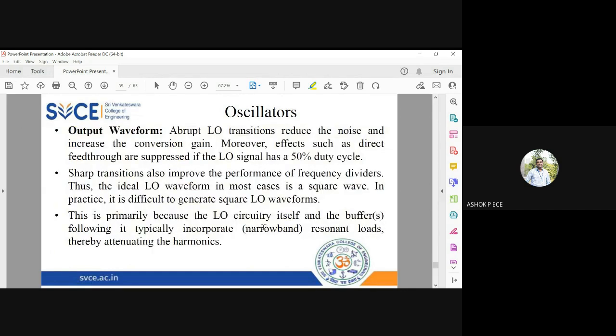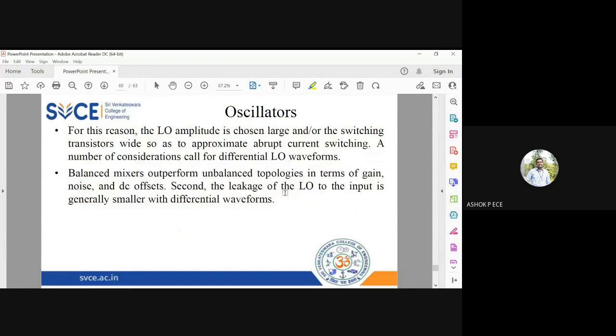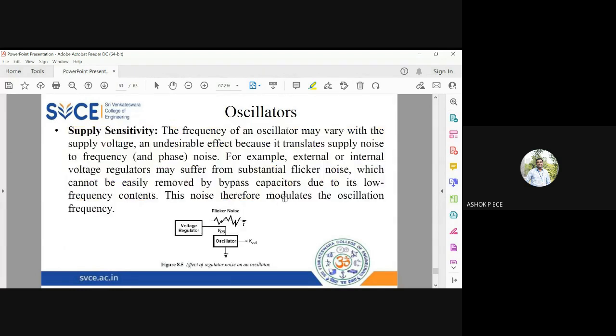And output waveform: whether it is consistently producing the same output waveform or there is a change in the shape of the waveform. So there should be some mechanism to ensure that the waveform is not going to change. That should be consistently checked so that the oscillators are going to work well. For this reason, the amplitude is chosen large, and switching transistors also provide abrupt current switching. The balanced mixers are going to outperform the others in terms of differential waveform.